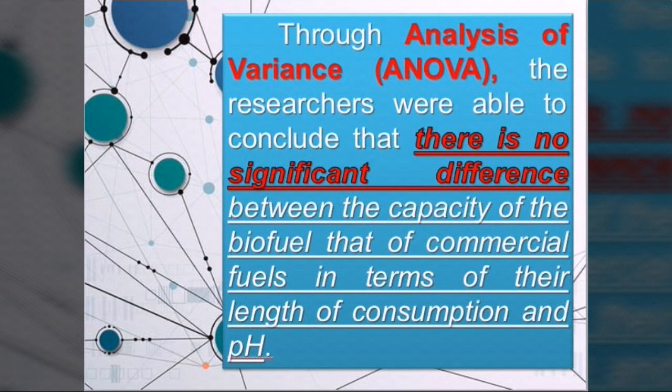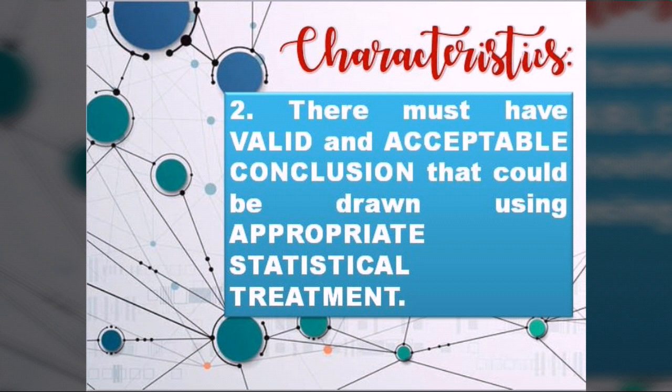Next, through analysis of variance, ANOVA, the researchers were able to conclude that there is no significant difference between the capacity of the biofuel and that of commercial fuels in terms of their length of consumption and pH. Based on this example, what do you think is the characteristic of a good hypothesis? Number 2 characteristic, there must be a valid and acceptable conclusion that could be drawn using the appropriate statistical treatment.